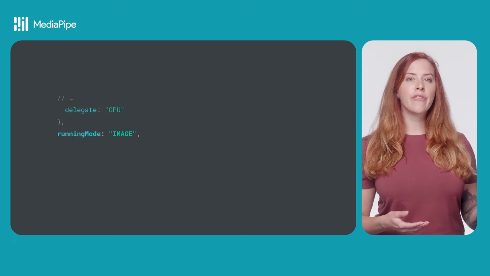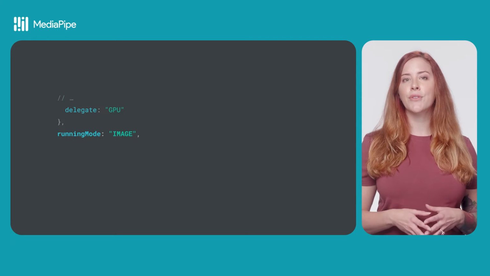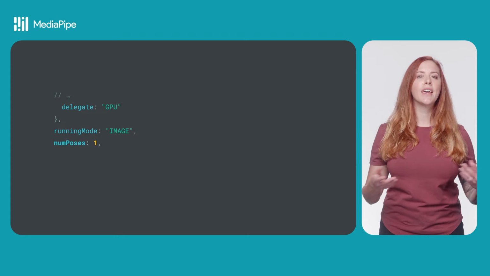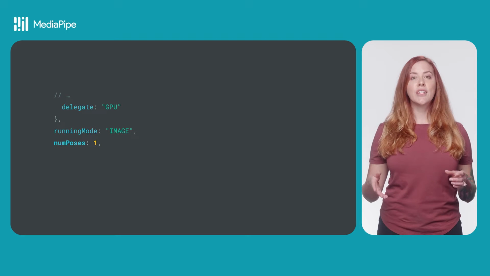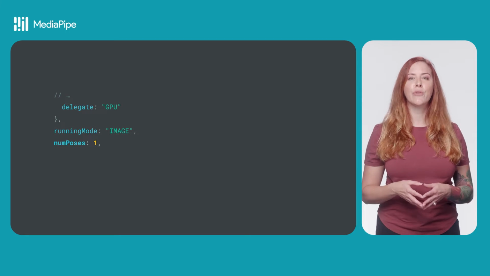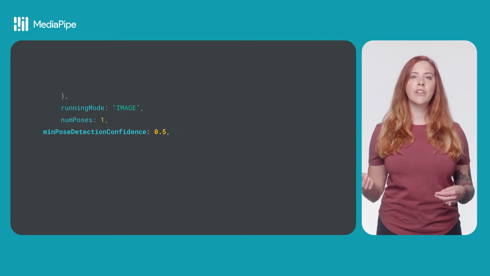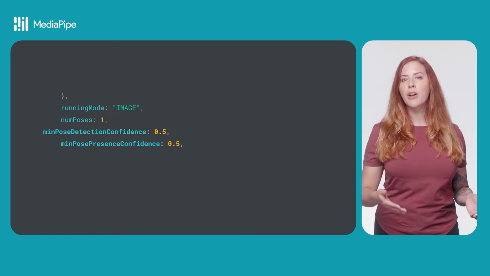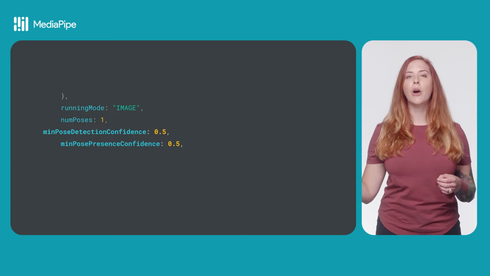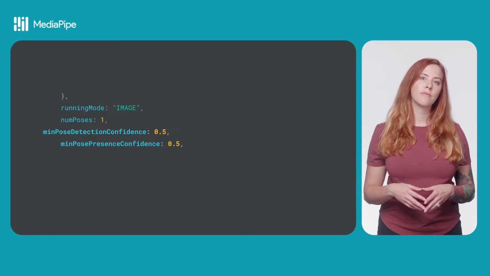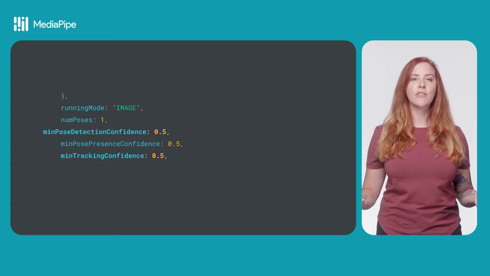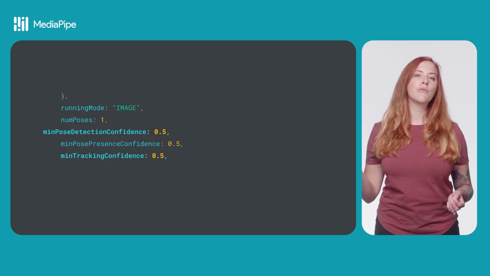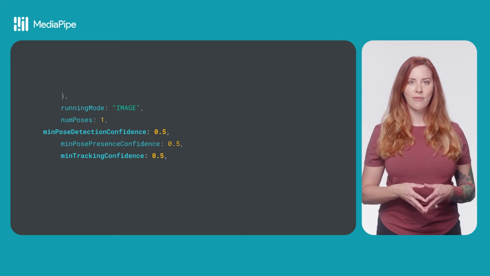The running mode is either image or video, depending on whether you segment images or videos. Image is the default value. Num poses is the maximum number of poses that can be detected by the Pose Landmarker. It's an integer value greater than 0 with a default value of 1. Min pose detection confidence is the minimum confidence score for the pose detection to be considered successful. Min pose presence confidence is the minimum confidence score of pose presence score in the pose landmark detection. Min tracking confidence is the minimum confidence score for the pose tracking to be considered successful. These three confidence scores are float values between 0 and 1 with a default value of 0.5.